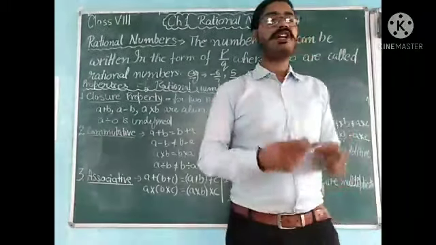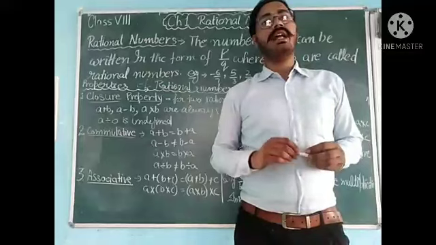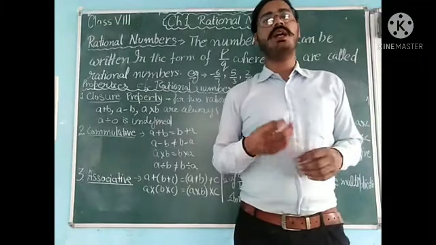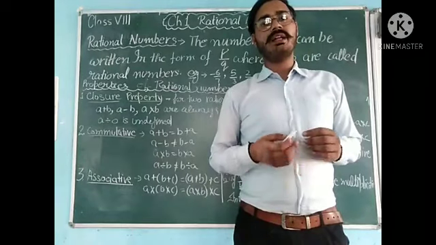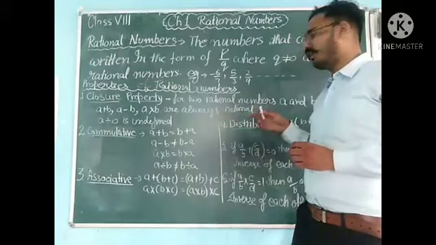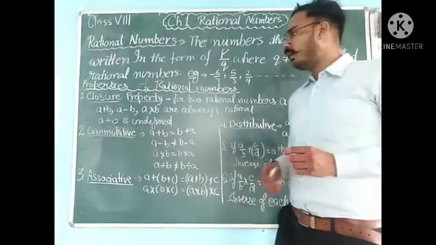अगर हमारे पास दो rational numbers हैं, whether we are adding these two numbers, multiplying these two numbers, or subtracting these numbers, whatever the answer will be, it will always be a rational number.